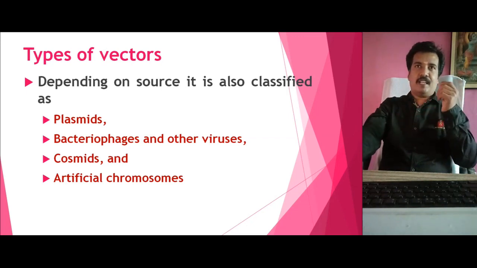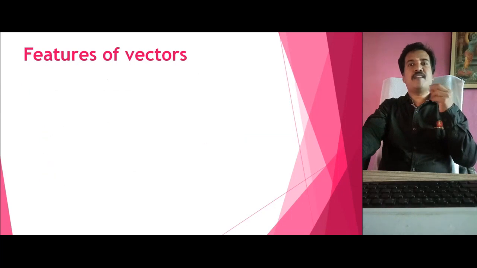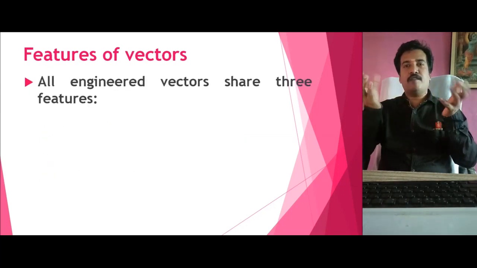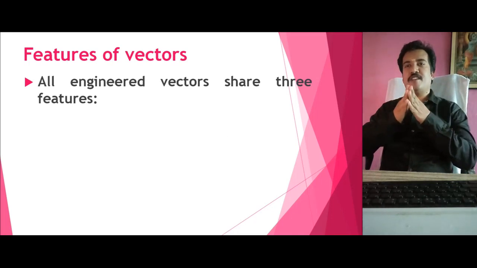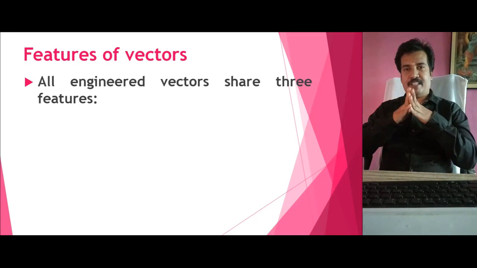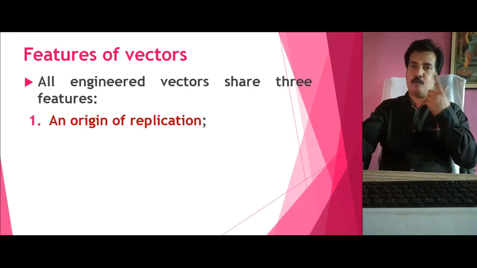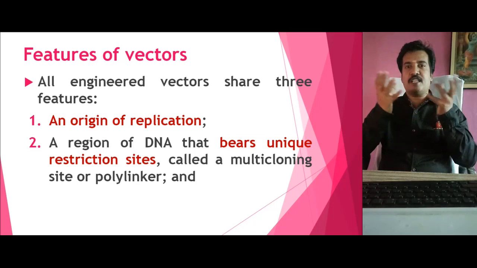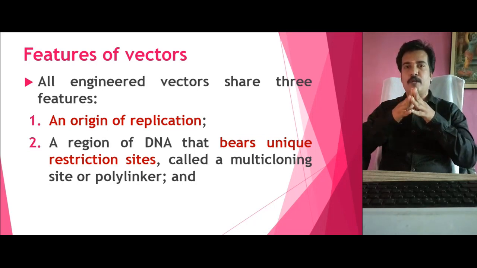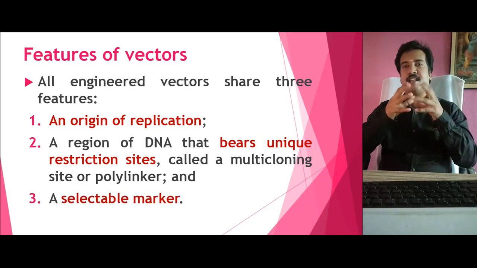Any vector should have the following basic features. Nowadays natural vectors are no longer available. All the vectors currently available in the market are engineered vectors, and all these engineered vectors have three basic features. One, it has an origin of replication, so it can replicate itself. Second, it carries various restriction sites called multiple cloning sites where you can insert the foreign DNA. And third, it carries a selectable marker where you can identify the vector carrying the gene.